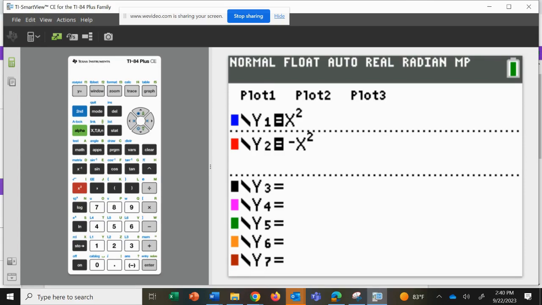When you hit graph, check the people at your table. Do you all three have the same graphs? Do the two of you have the same graphs? Show each other. Do we all have the same graphs? If you don't have the graph yet, help them. I'm gonna hit graph.